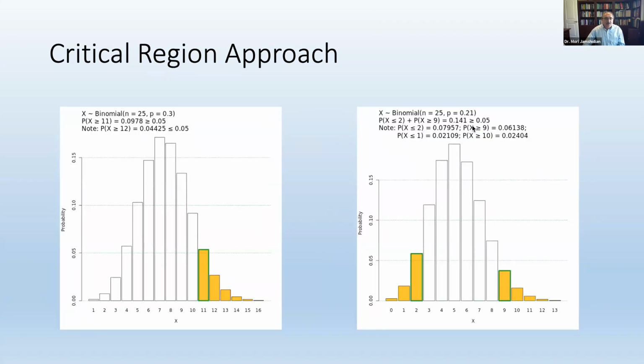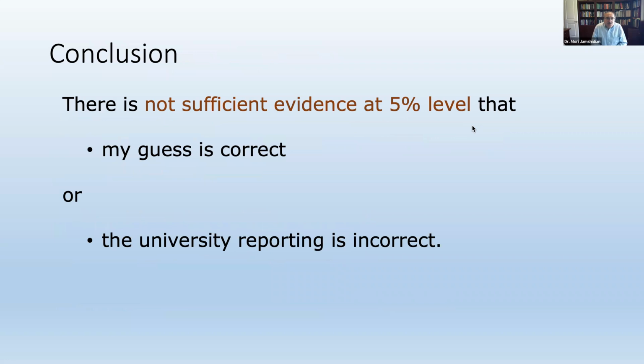By the way, I have these pictures here for you, and I will share this PowerPoint with you. So the conclusion of the test is that there is not sufficient evidence at 5% level that my guess is correct or that the university reporting is incorrect. So here we go into a discussion of, well, what should we do?